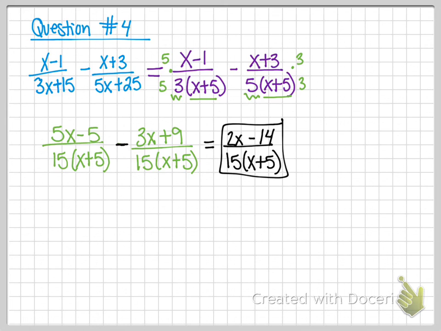You could then go ahead and simplify it one step further, factoring out that 2 in the numerator as a GCF to give you this alternative answer. However, it's not going to simplify any further.